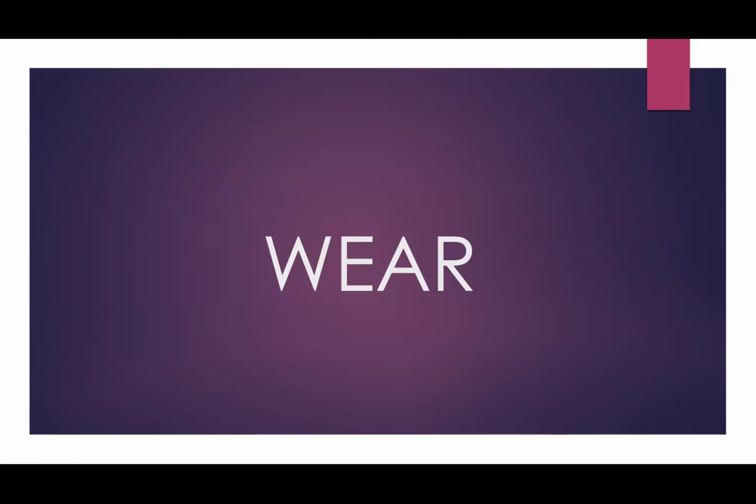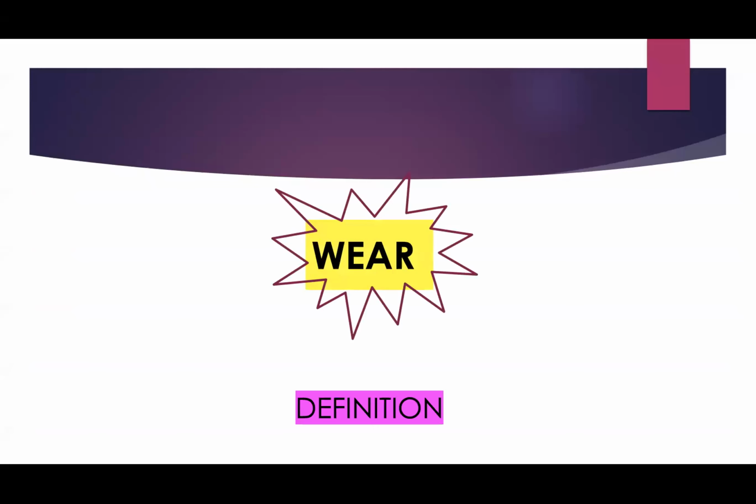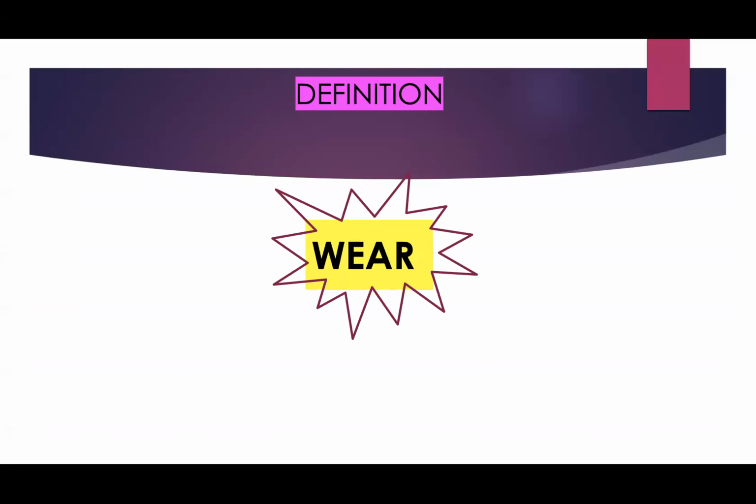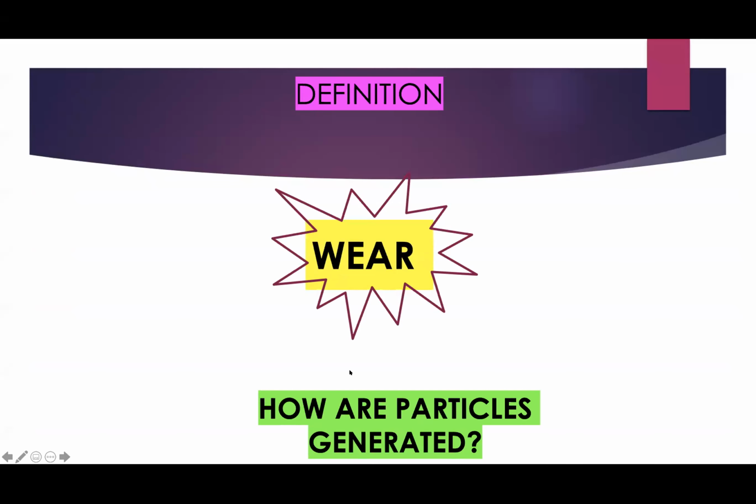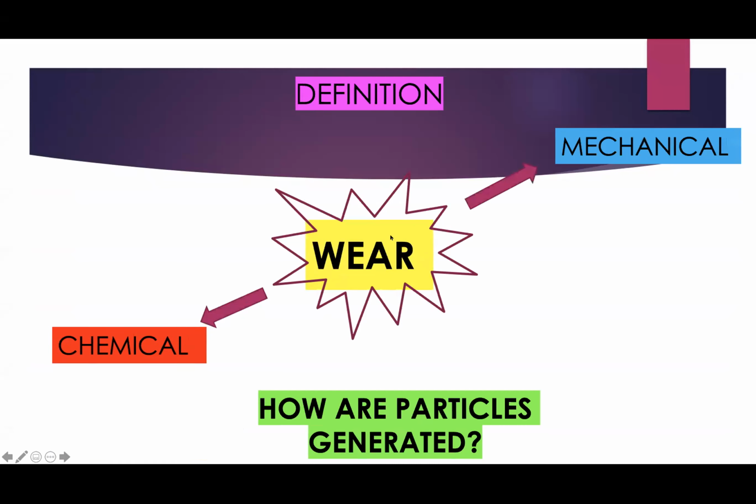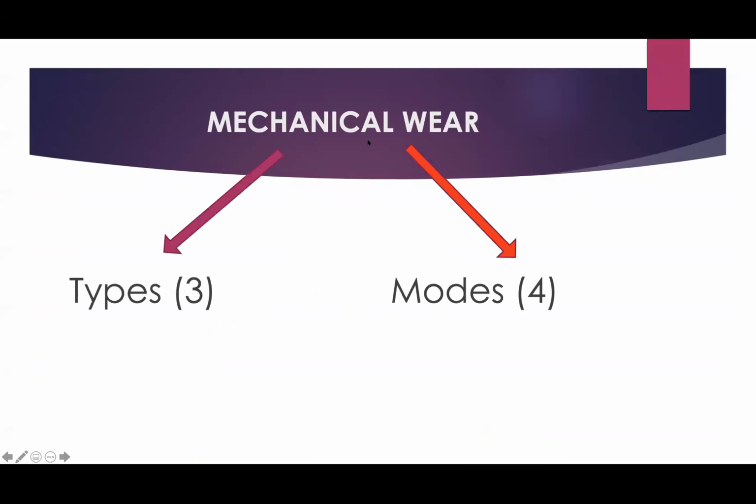Finally, we move on to wear. And wear is basically the endpoint which we're trying to prevent. Wear is defined as the unwanted loss of material from a bearing surface. So we want to prevent this. And I break it up into how a wear particle is generated. So you can break it into mechanical or chemical. And mechanical can be further subdivided into modes of wear.